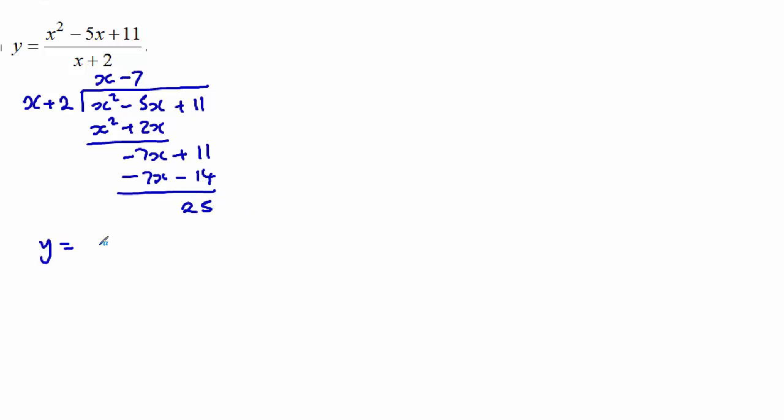So we can say that y is equal to x minus 7 plus 25 over x plus 2. And the whole idea is that this bit here would be an oblique asymptote. In the usual way, the denominator here helps us identify x equals negative 2 as a vertical asymptote.